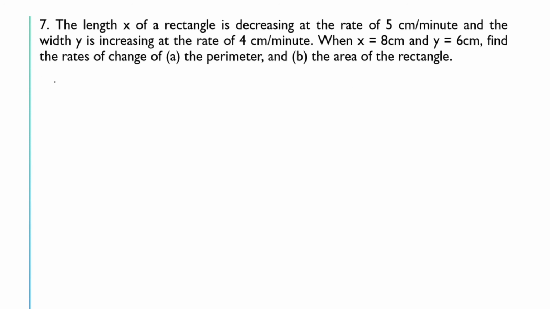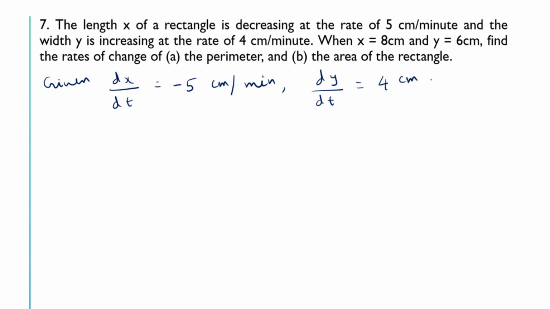So here it is given dx by dt is, when we have the length increasing with respect to time, then we will have positive. Here since the length is decreasing with respect to time, we have dx by dt as minus 5 centimeter per minute. And here it is given the width y is increasing at the rate of 4 centimeter per minute. So dy by dt is positive, whereas dx by dt is negative 5. dy by dt is positive 4 centimeter per minute.